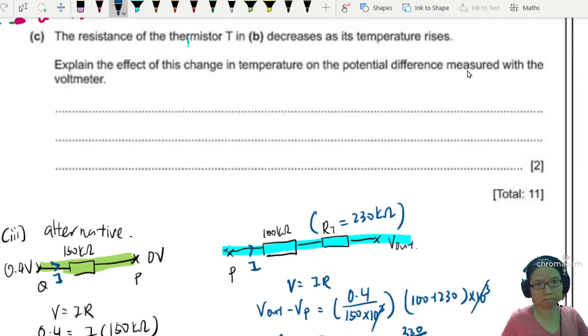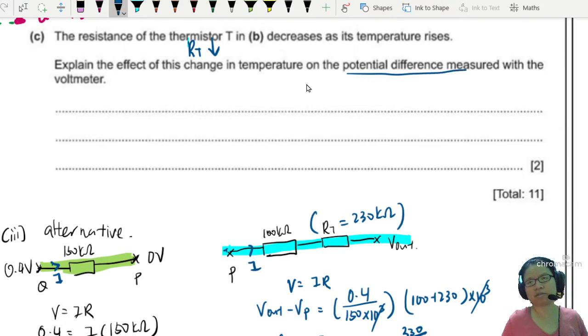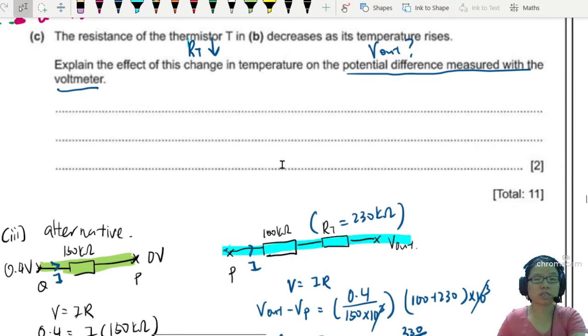RT will drop, so RT decreases. Explain the effect of this change in temperature on the potential difference measured with the voltmeter. So basically they're asking you, how will V out change? Okay, let's trace back our calculation.